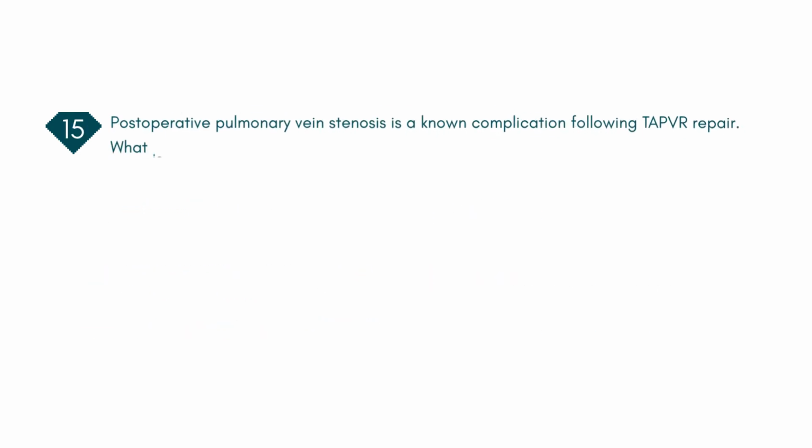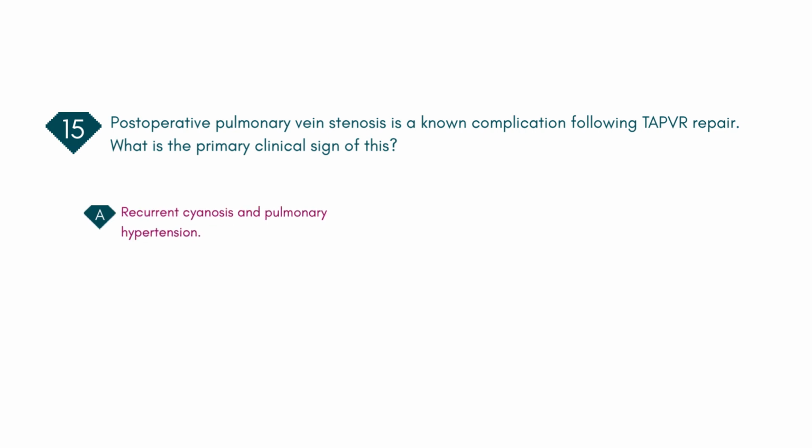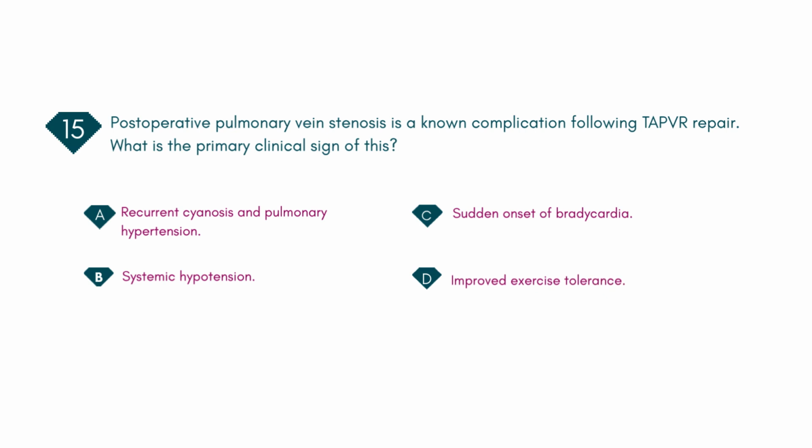Postoperative pulmonary vein stenosis is a known complication following TAPVR repair. What is the primary clinical sign of this? A. Recurrent cyanosis and pulmonary hypertension. B. Systemic hypotension. C. Sudden onset of bradycardia. D. Improved exercise tolerance. Answer: A. Recurrent cyanosis and pulmonary hypertension.